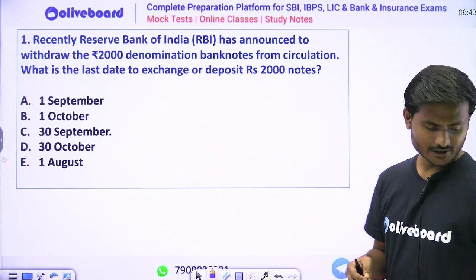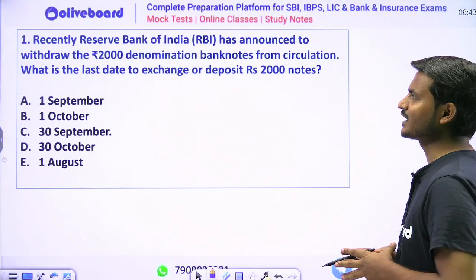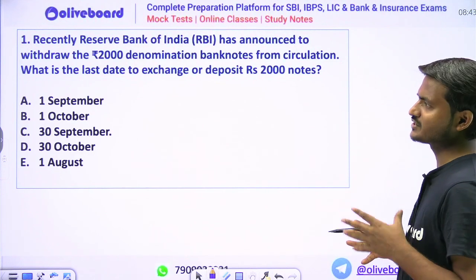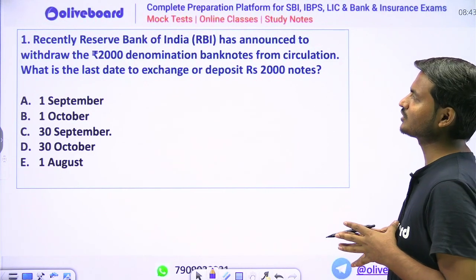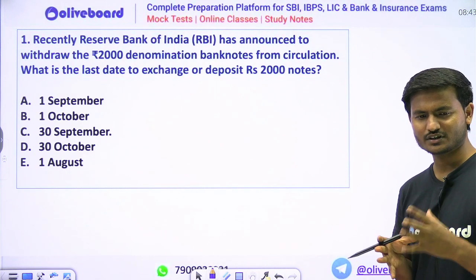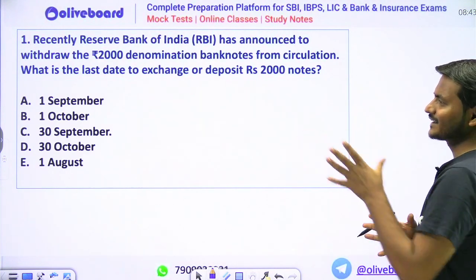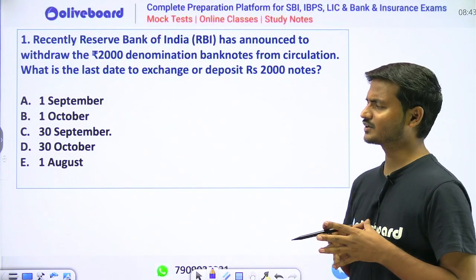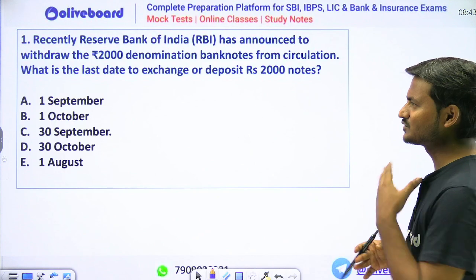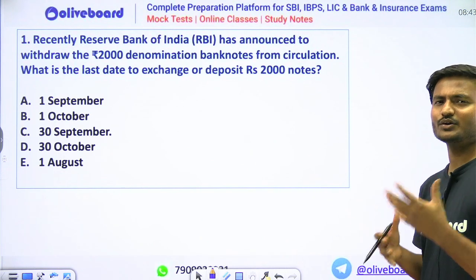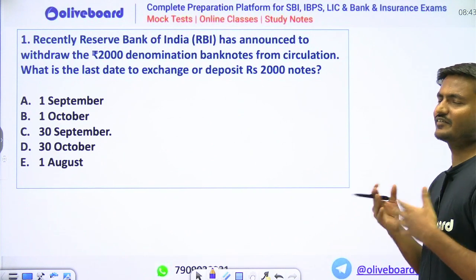So the very first question is: recently RBI has announced the withdrawal of 2000 rupee notes from circulation. What is the last date to exchange or deposit 2000 rupee notes? You might get confused in the options: 1st of September, 1st of October, 30th of September, 30th of October or 1st of August. It is quite possible that since we recall a lot of dates, we are not able to retain them when we are giving the examinations.